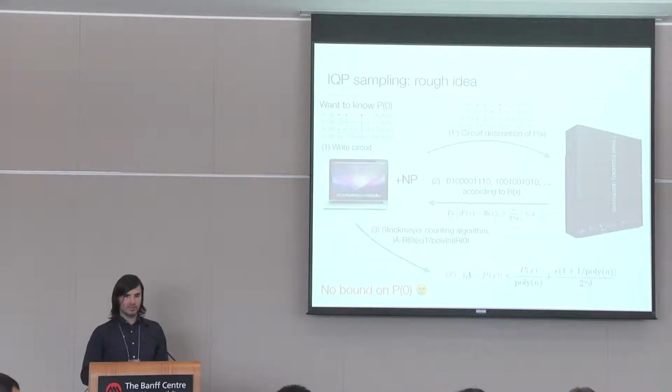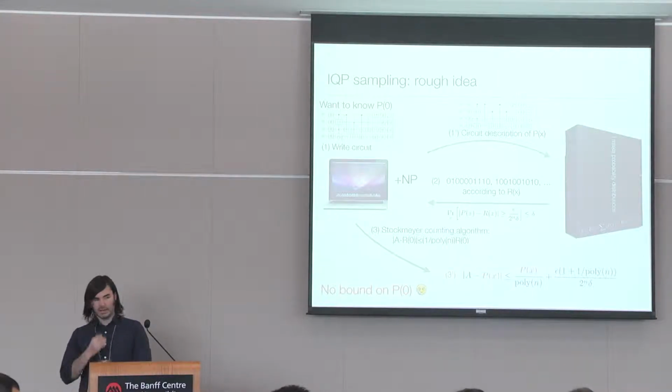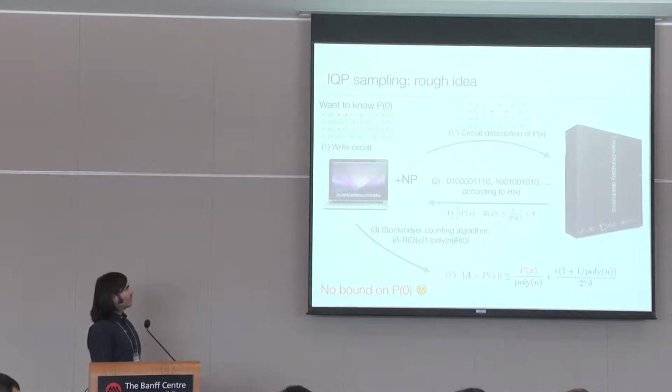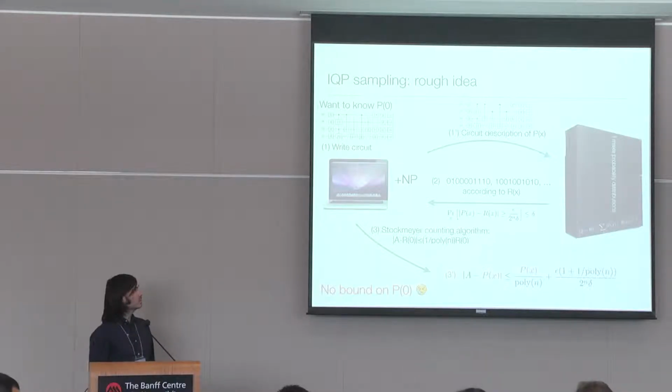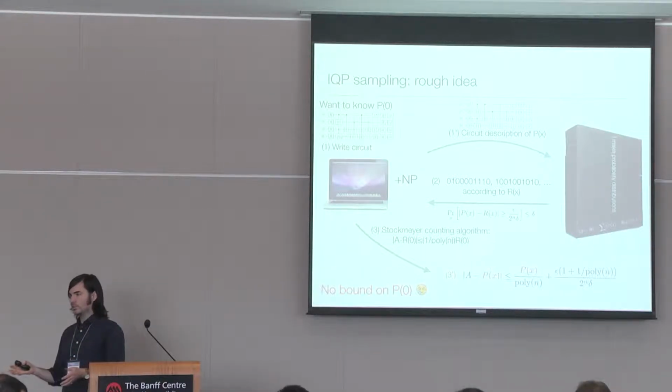Okay, so let me give you a rough idea of how you can do that. Say we want to know some particular output probability from your quantum circuit. Say the probability of getting the all zero state out. So you write down your quantum circuit, and you want to get P of 0 out. You send that circuit description to whatever device is going to be trying to implement that circuit. It could be a quantum computer, or it could be a classical computer trying to simulate that circuit.